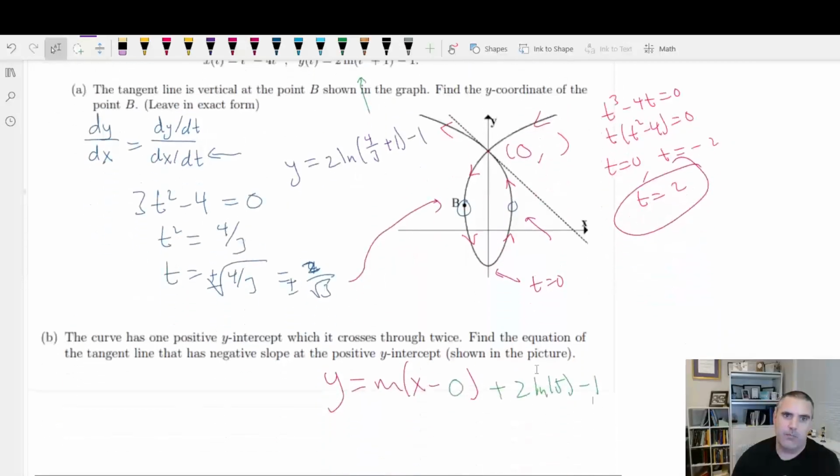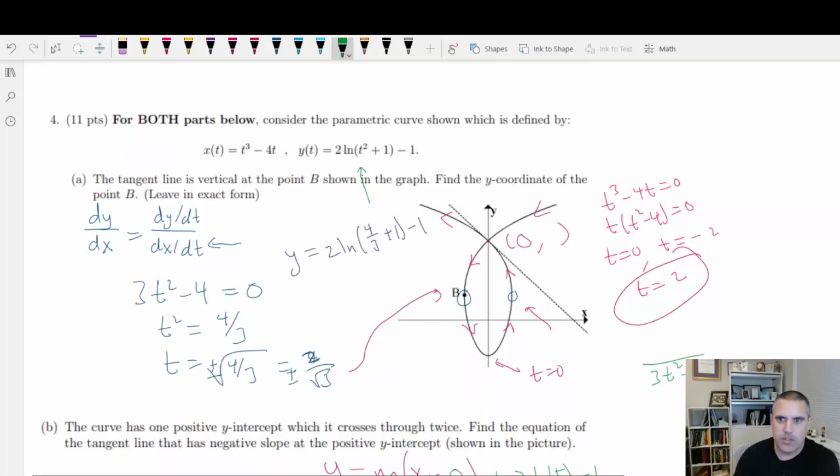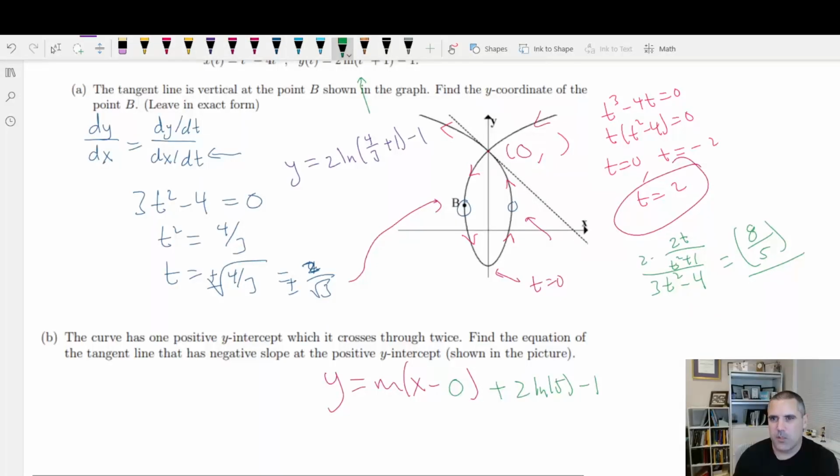What is that m? It's dy/dt over dx/dt. So dx/dt already computed was 3t squared minus 4. dy/dt is going to be 2 times 2t over t squared plus 1. You don't even have to simplify because you know you're going to plug in a 2 to that. So that's going to be 8, 2 times 2 times 2 over 5, all over, what is that going to be? 12, all over 8. Ooh.